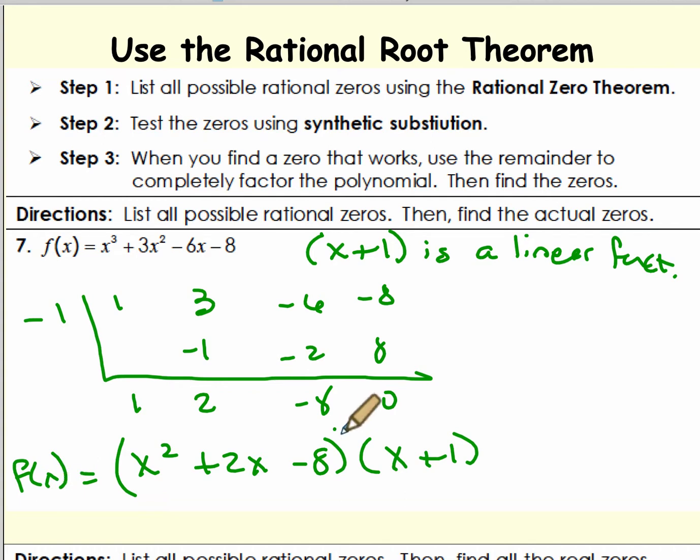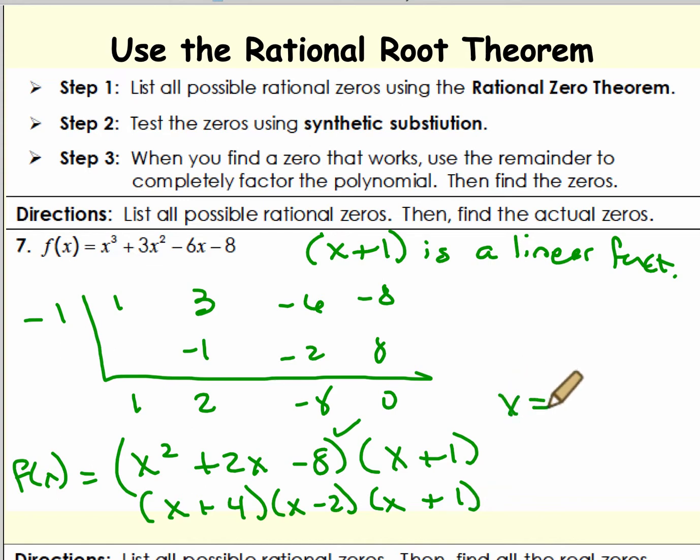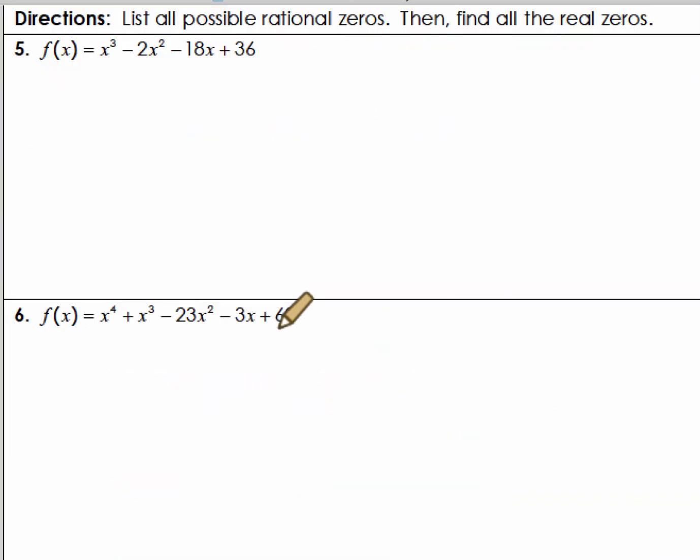Okay, and now I'm going to see, is this factorable? If it's factorable, then I know all my zeros, and it is. So I get that my zeros are negative 4, 2, and negative 1. Fundamental theorem of algebra tells me I'm going to have 3 zeros. I found 3 zeros. I have solved it. Okay, let's do a couple more for practice.